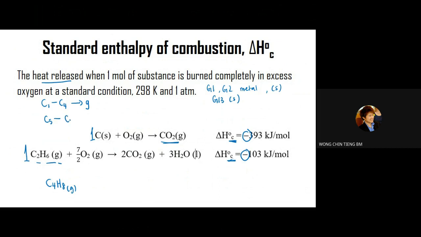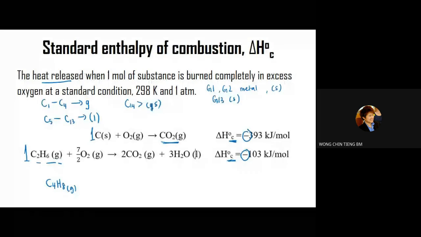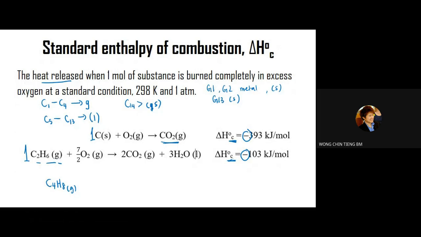C5, kalau tak silap saya, sampai C13 adalah liquid. Apa-apa C14 and above adalah solid. Okay? Solid kita jarang guna sampai level kita. Kita akan guna sama ada gas atau liquid. So jangan cakap kamu kena teka. Faham? Hydrocarbon lah especially. And anything other than that, semua acid and base adalah aqueous. Okay, kita takkan ada acid base yang pure. So diorang mesti aqueous.